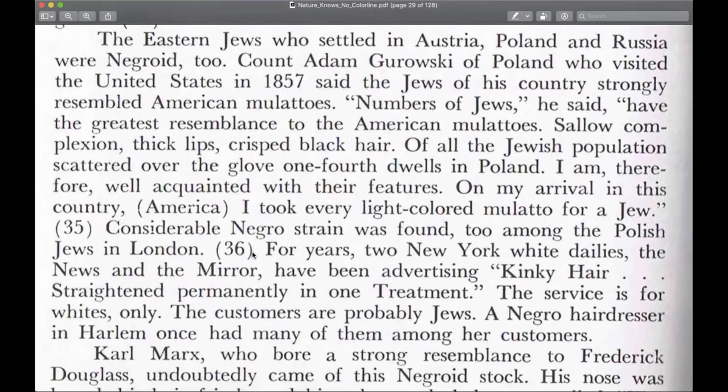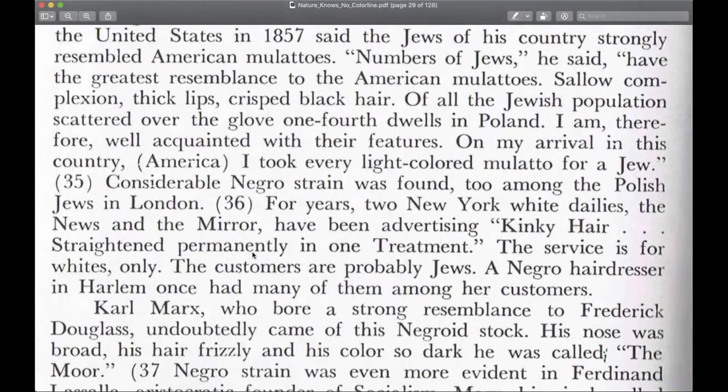You hear what he's saying? Considerable Negro strain was found too among the Polish Jews in London. For years, two New York white dailies, the News and the Mirror, have been advertising kinky hair straightened permanently in one treatment. The service is for whites only. The customers are probably Jews. A Negro hairdresser in Harlem once had many of them among her customers.